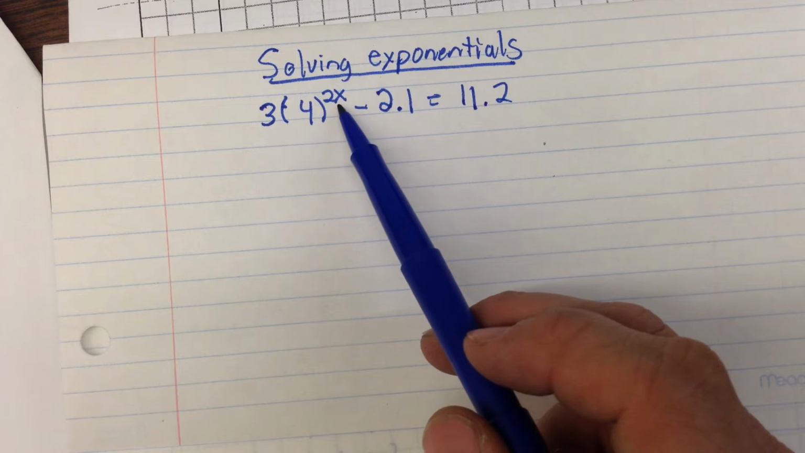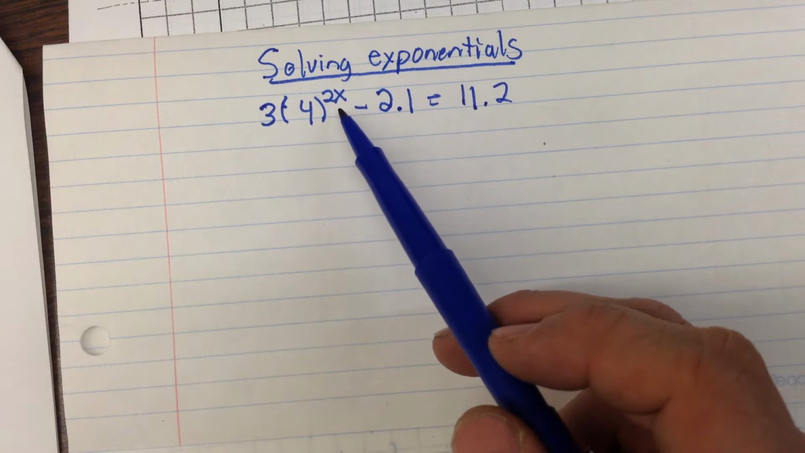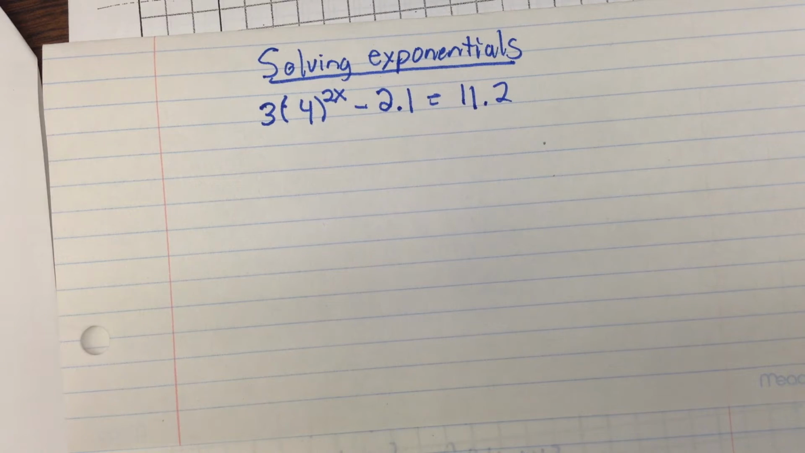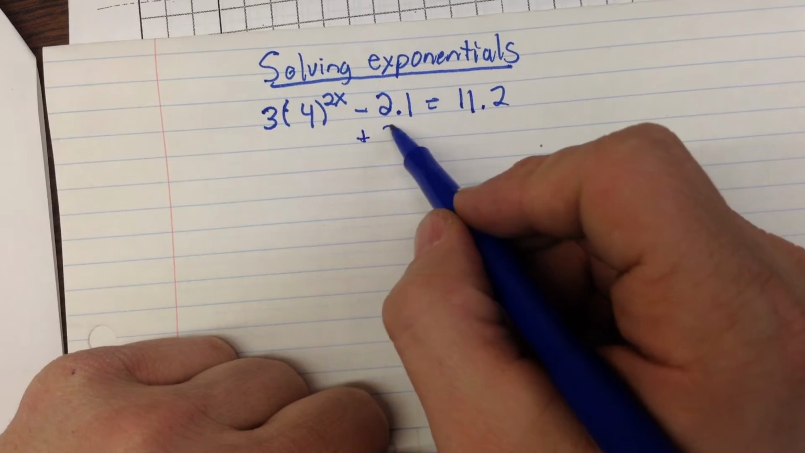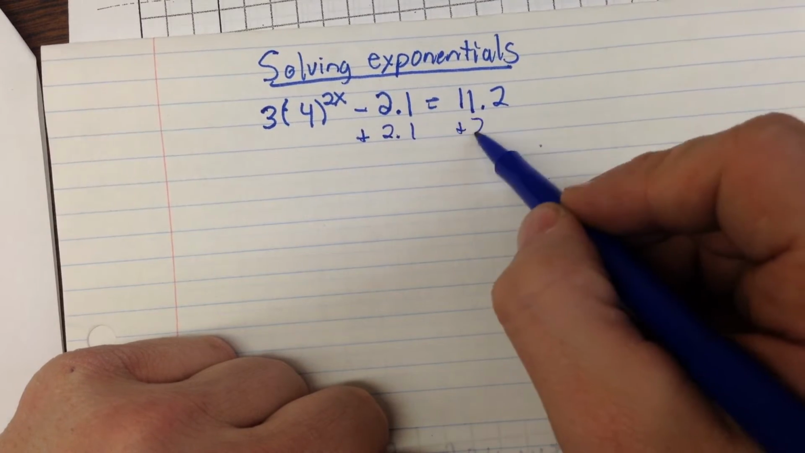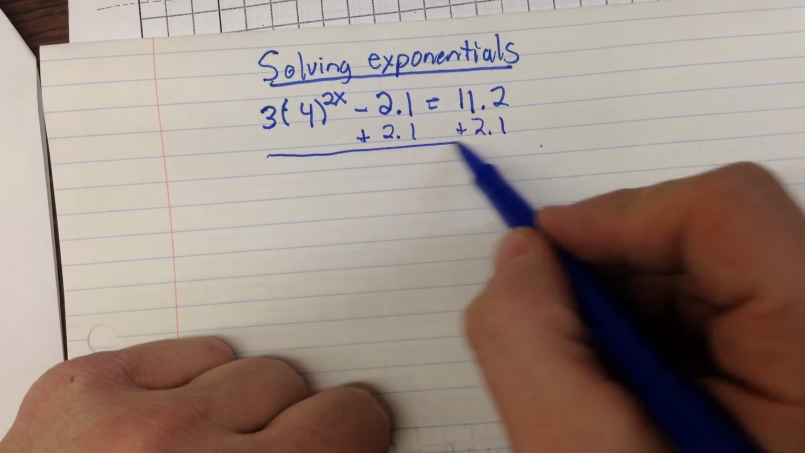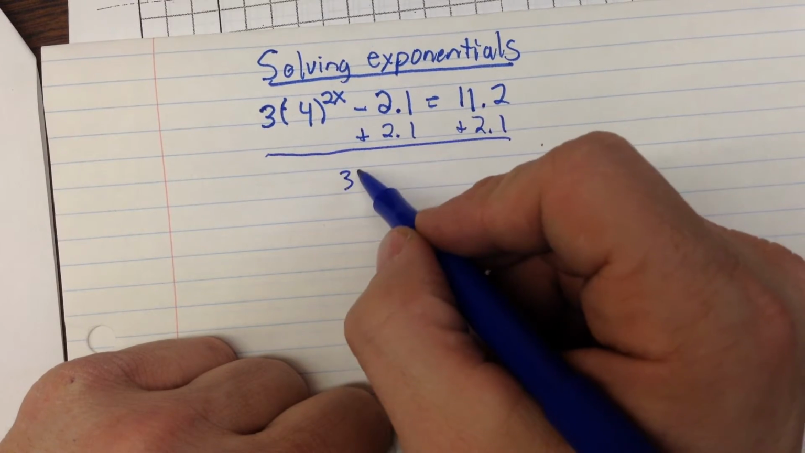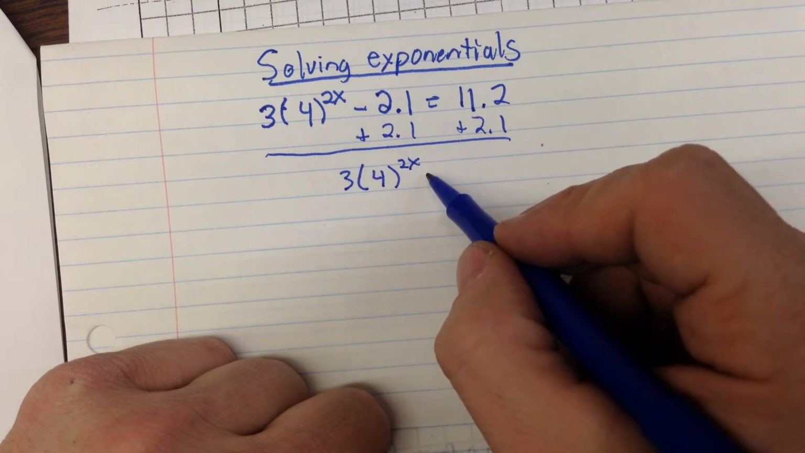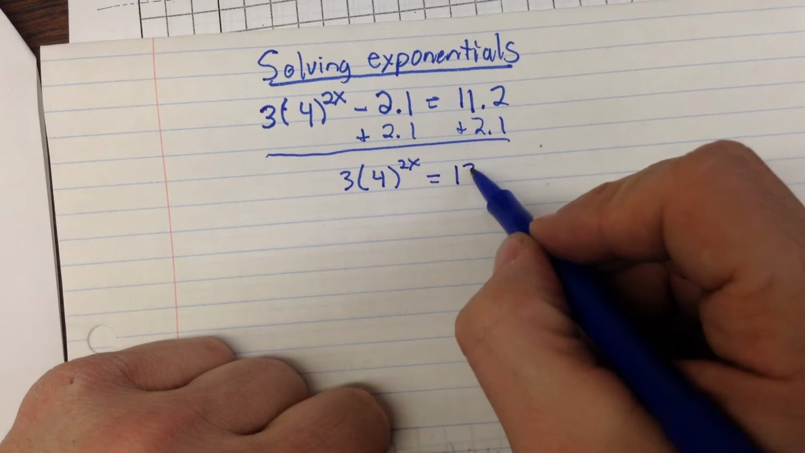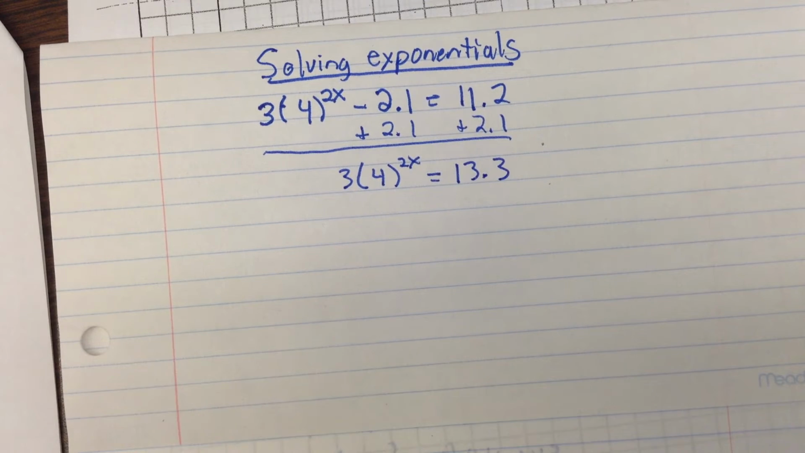You want to save the exponent for later, so we're going to let it go because you want to do those exponents at the end, because it's like reverse order of operations. So the first thing you're going to undo is the subtraction by adding 2.1, and we're going to get 3 times 4 to the 2x equals 13.3. All right, we're still not going to work on that 2x yet.